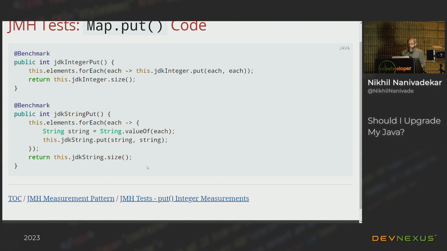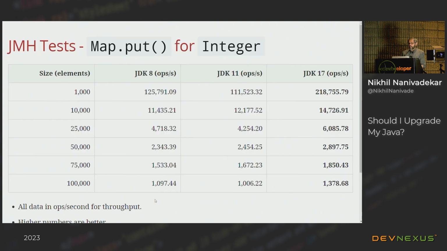So fairly straightforward. Looking at the data, is that clear enough? Okay, I think it's clear. All right, so as you can see, I go from 1,000 elements to 100,000, and I've measured JDK 8, 11, and 17.